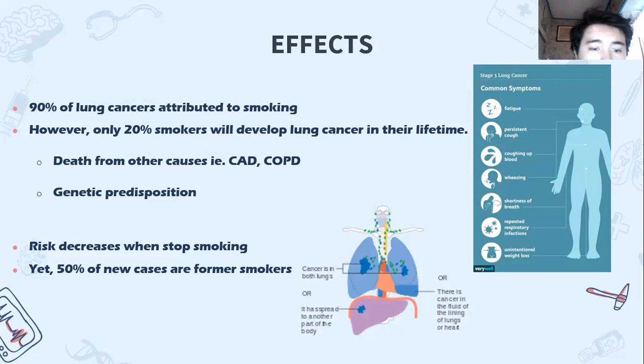So, for the symptoms and signs: a cough that doesn't go away or gets worse, shortness of breath, infections such as bronchitis, coughing up blood or rust-colored sputum, or bleeding.